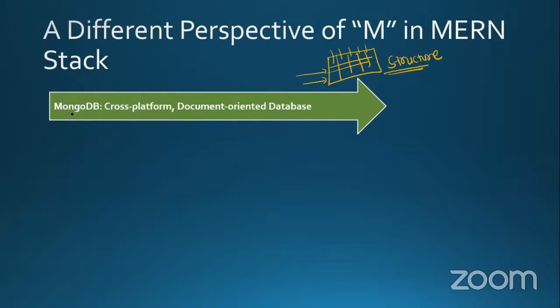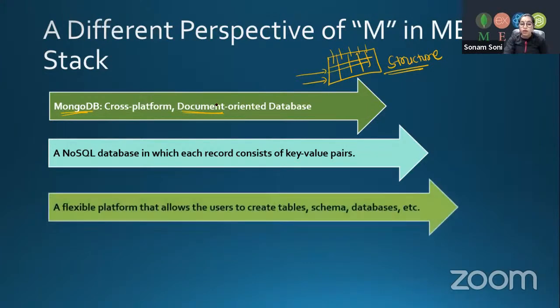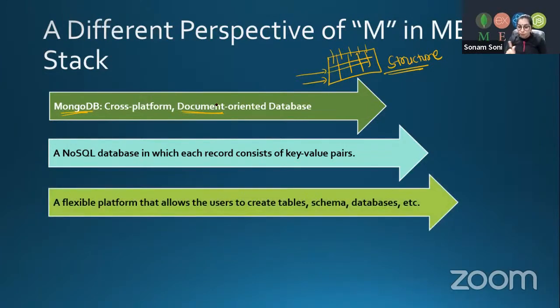Means basically a table follows structure. But when you talk about MongoDB, MongoDB doesn't follow any structure. It is a non-structured database. It will store the information not in a table, but in a document. That's why it is also called a document-based database. It's a NoSQL database, a non-structured database in which each record consists of values in a combination of key-value pairs. You are storing the information in key-value pairs, not in the form of tables.